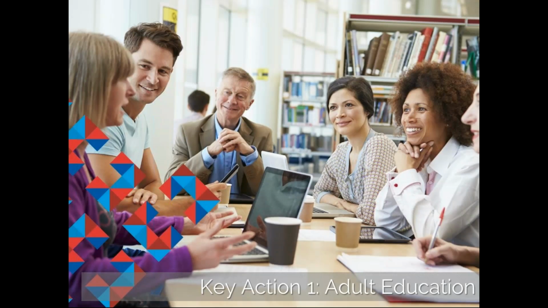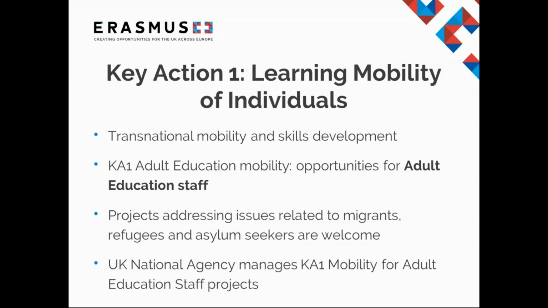So, Key Action 1 Adult Education. Key Action 1 Learning Mobility of Individuals is all about providing opportunities for individuals to improve their skills, enhance their employability, and gain cultural awareness through transnational mobility. The projects funded under Key Action 1 Adult Education enable organizations to offer structured work experience, job shadowing, training and teaching opportunities to professionals involved in or teaching non-vocational adult education.